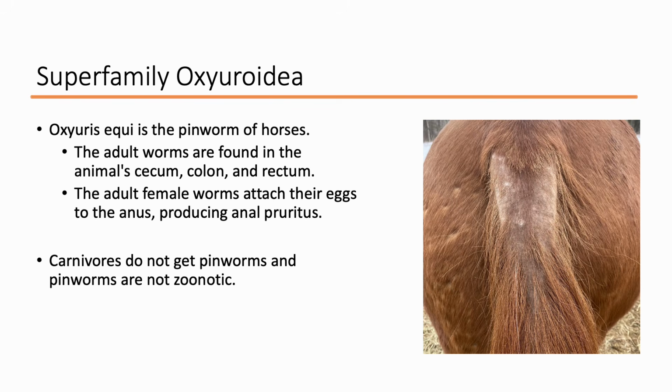So for this pinworm, the adult worms are found in the cecum, colon, and rectum. And the adult female will attach the eggs to the anus, which makes the horse really itchy. That word pruritus means itchy. As the horse itches and scratches, they tend to cause damage to the hair and get a bit of a disheveled look around their tail base. So we can recognize that something's going on with the horse in the picture here.